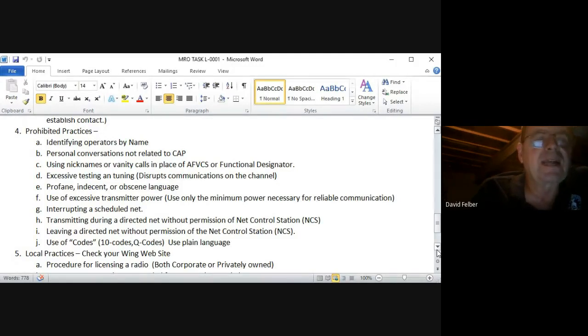Use of codes, 10 codes, the ham radio Q codes: don't use them. Use plain language with pro words. Questions at this point?